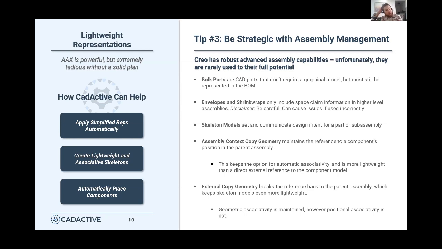Envelopes and shrink wraps are commonly used features that allow you to claim space for a given component in your model, but not load all of that detail into session. For instance, maybe for some design purposes, we might just need to know where the battery or where the control box is. We don't need all the fine detail of all the inner workings, right?